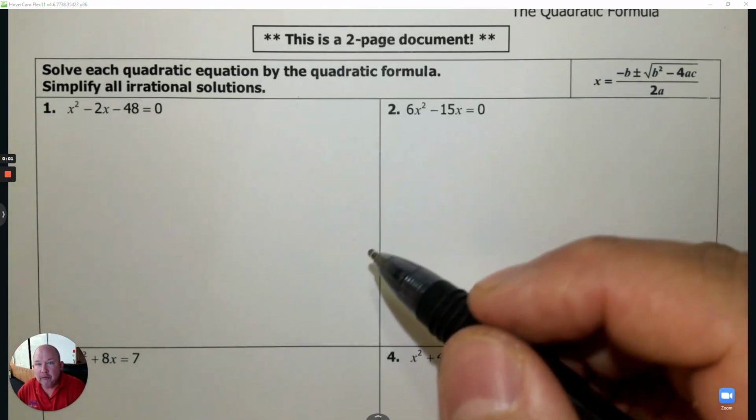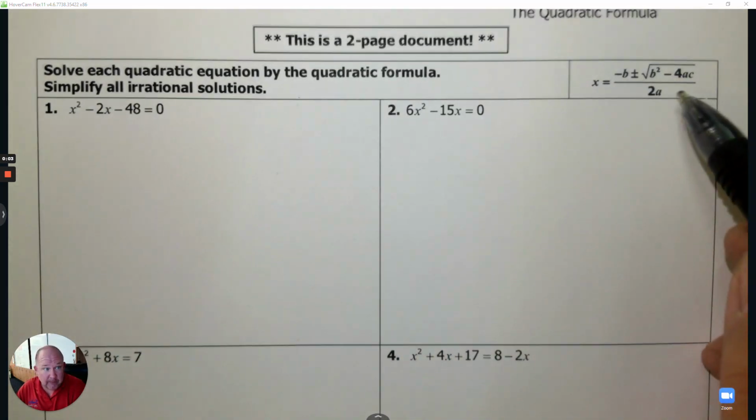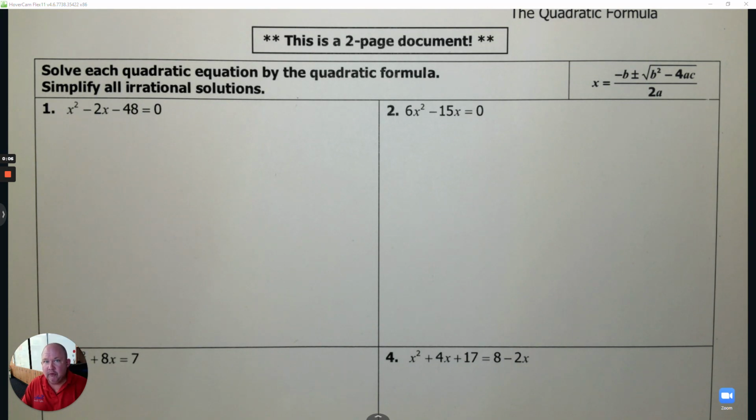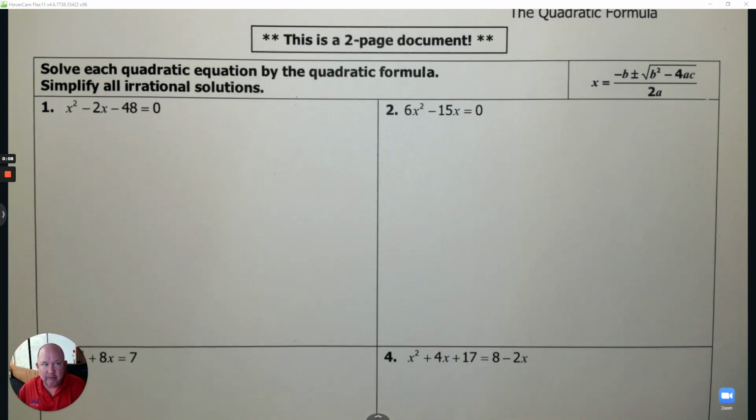All right, here's your homework solutions for the quadratic formula. The formula is up here. You should always do your homework first and then watch the video and get support that you need.